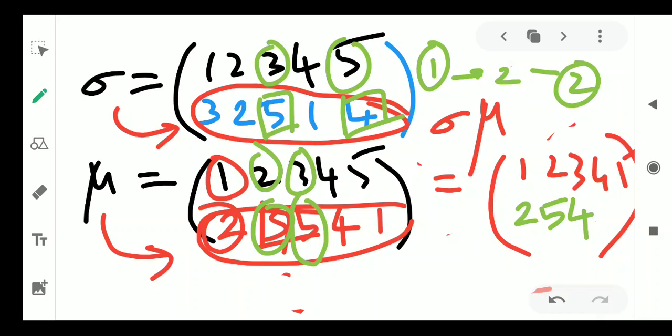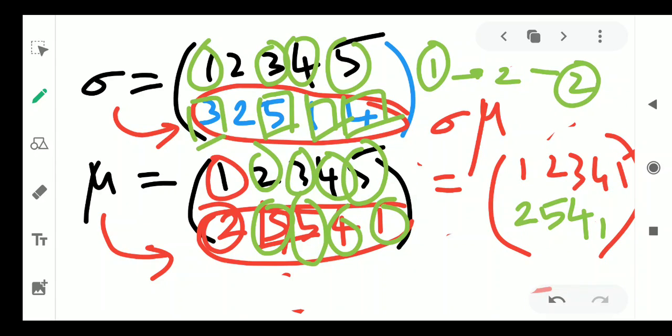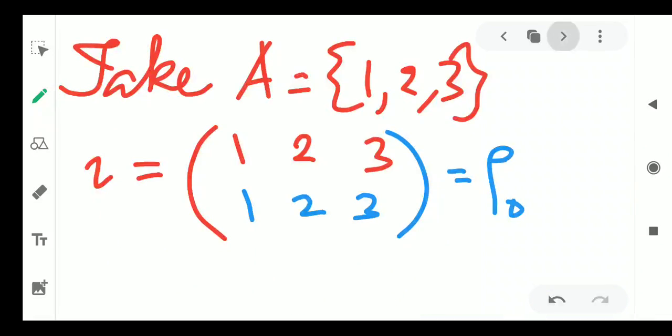Then 4 goes to 4 in mu, but 4 goes to 1 in sigma. Therefore the answer is 1. The last one is here 5 goes to 1 and 1 goes to 3. So the answer is 3. So this is how sigma mu is done. Sigma mu using parenthesis representation is this one. If you follow this one carefully, now we can have a discussion of S3.